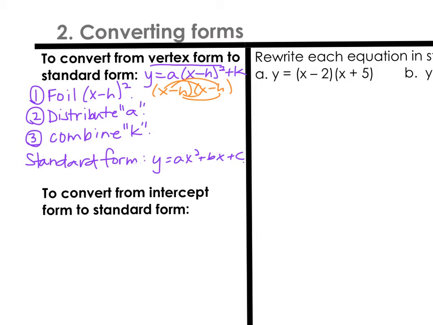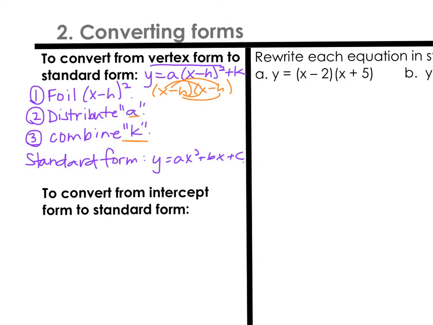If there's an a out in front, the second thing you'll do is distribute the a to all of the terms that were in that FOILed product in step 1. Last but not least, there should be something added or subtracted at the end. Combine like terms with your k value. When you're done, you will have converted from vertex form to standard form, which models y equals ax squared plus bx plus c.